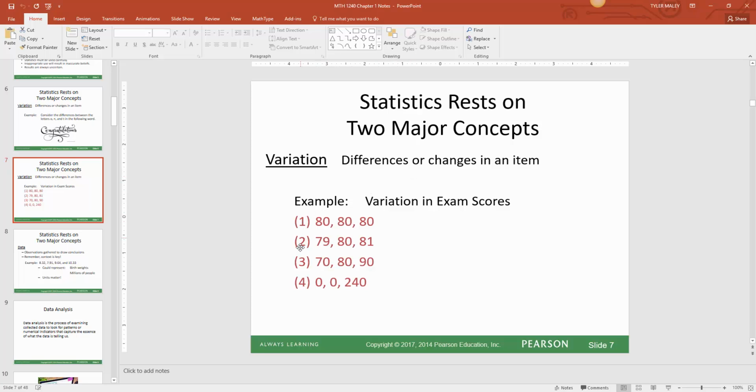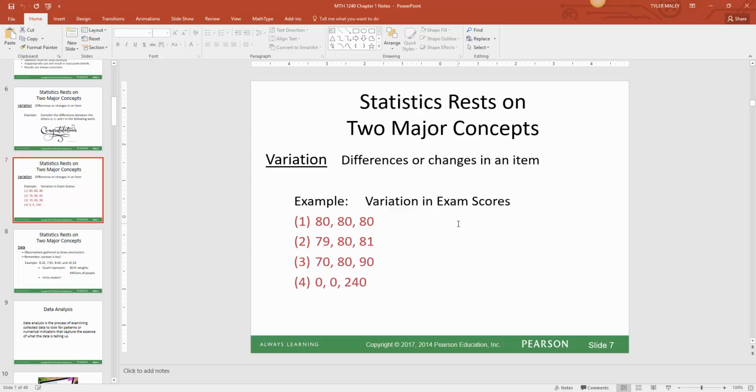So let's say I have these 4 sections of statistics, and each section had 3 people in them, and these are the test scores that they had. All 4 of these groups have a mean of 80. But it's important to see that there are different variations among all of these. So there are many different ways to get a sample with a mean of 80. So it's more important to look at the variation between things, not so much just the mean.